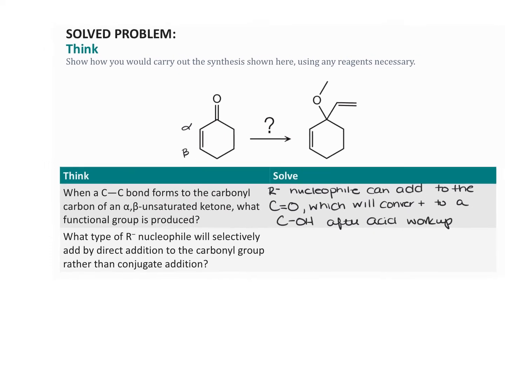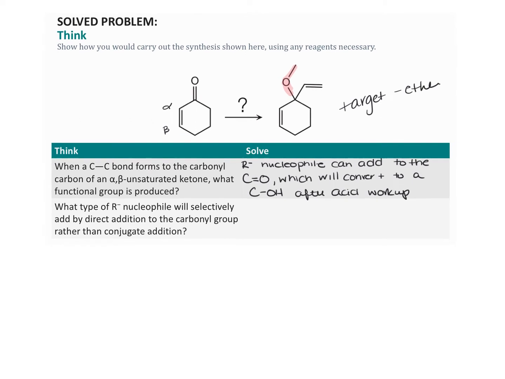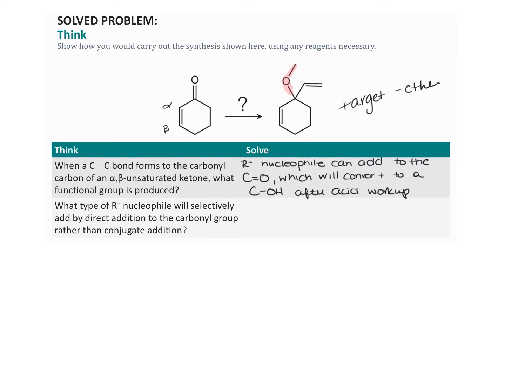workup. Now, notice though, here's our problem. The target here, right here, is not an OH, right? It's an ether. Okay, so the target here is an ether group. So we can begin the retrosynthetic analysis by undoing a Williamson ether synthesis, right?